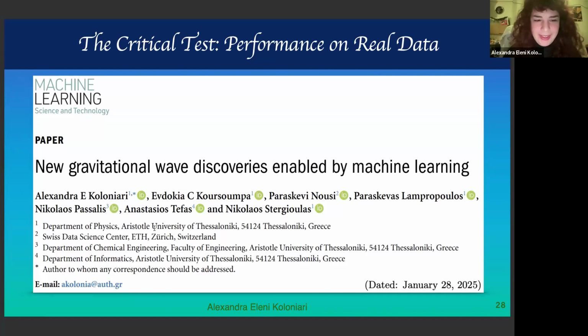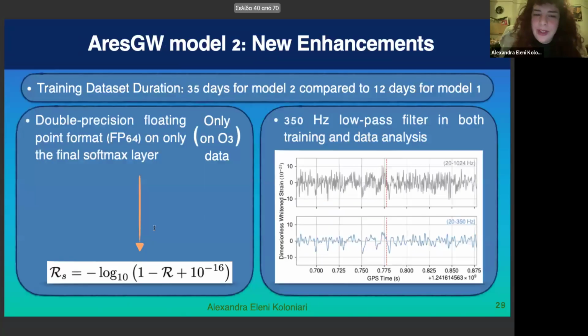So this is the paper that discussed this specific theme: New gravitational wave events discoveries enabled by machine learning. This is a work by me, Evdokia Koussouba, Parskevin Noussi, Parskevas Labropoulos, Nikolaos Passalis, Anastasios Stefas, and Nikolaos Tegioulas. And here we introduce our latest model, ResGW Model 2, and its new enhancements.